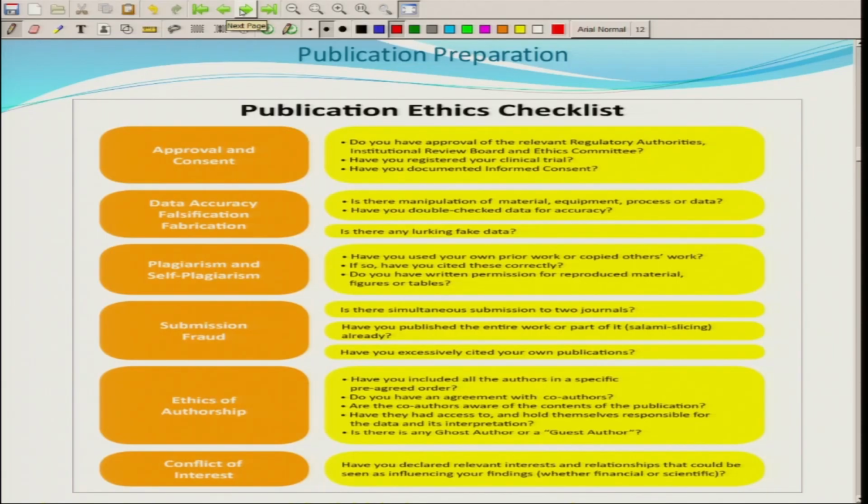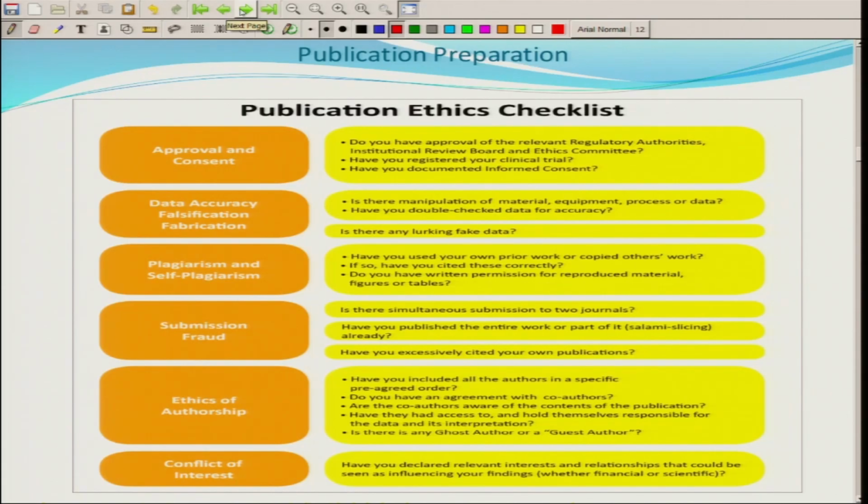So you should not use any fake data. There should not be any deficiency in terms of the data. You must even prepare the data files, in case the journal asks you to submit the data, a sheet, or any kind of supporting document. You must be ready with that, so that you are not delaying the publication process any further. That's the importance of data accuracy, falsification and fabrication.